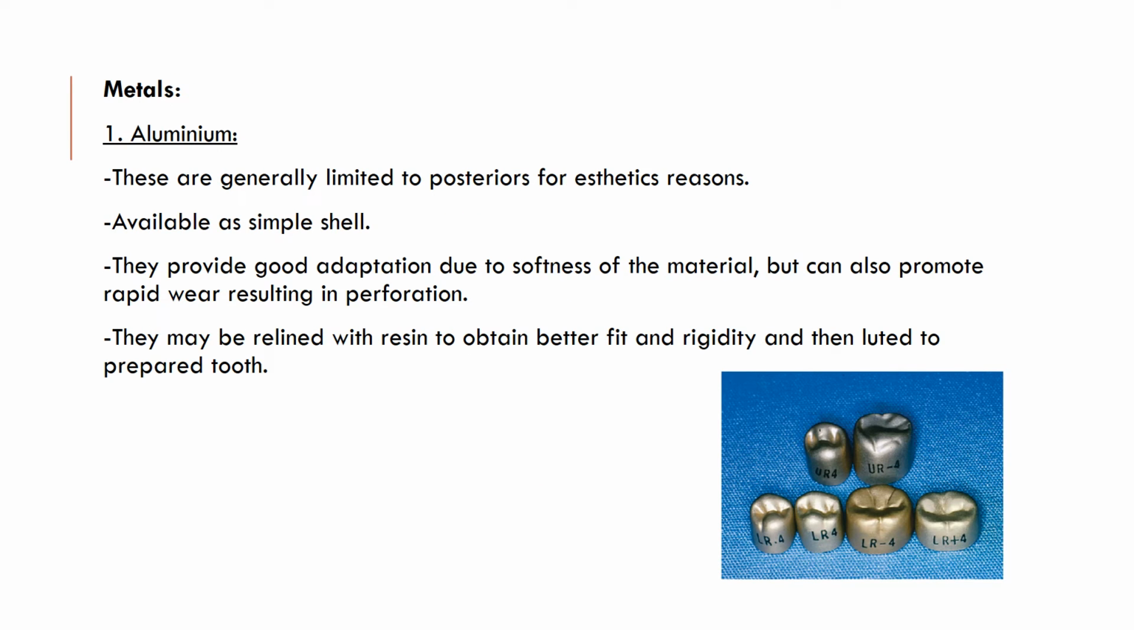Coming to the metals, aluminum: these are generally limited to posteriors for aesthetic reasons, available as simple shells. They provide good adaptation due to the softness of the material, but it can also promote rapid wear resulting in perforation, especially on the occlusal surface. They can be relined with resin to obtain better fit and rigidity and then luted to the prepared tooth.